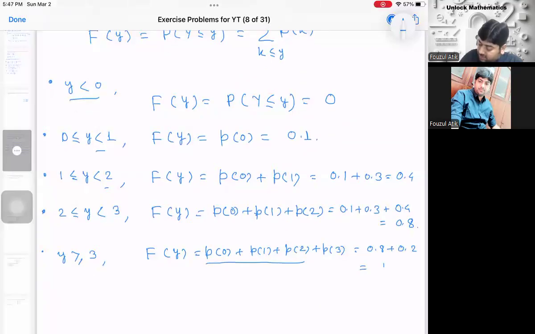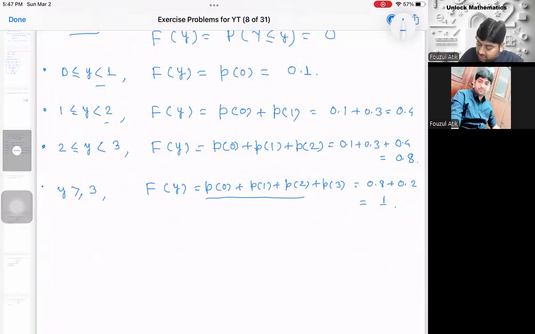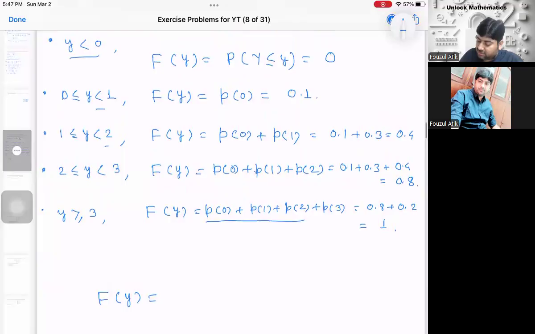So this value is 1. Yes, it should be, right? So finally we got the probability, like we got the cumulative distribution function, which is actually the piecewise defined function. So F of y is equal to, what are the values we got?